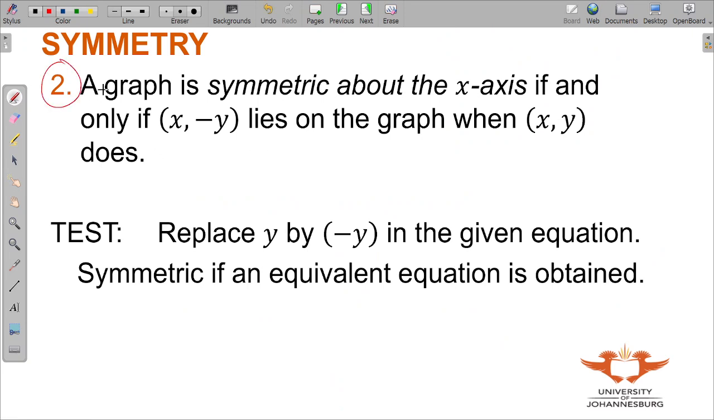Now we want to talk about symmetry about the x-axis. If you want to determine symmetry about the x-axis, you change y from positive to negative y. If the point (x, -y) lies on the graph as well, then that is symmetry about the x-axis. And we replace y by negative y in the equation.